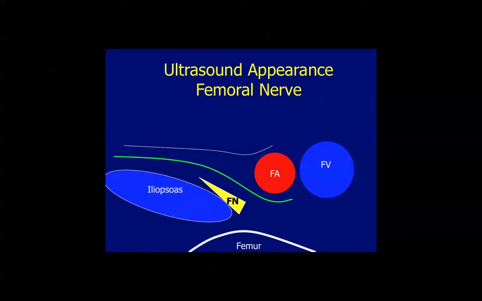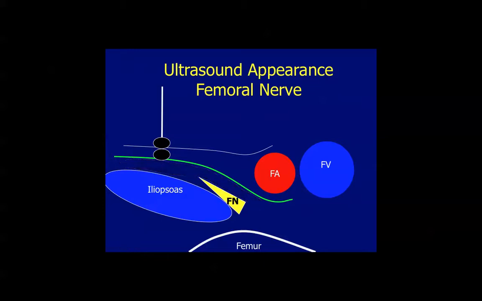We can use this relationship to our advantage by advancing either out of plane or in plane, and as we advance the needle, giving small doses of local anesthetic, which appear hypoechoic on the screen. As we pass through the fascia iliaca, we will see local anesthetic spread in a tissue plane that is superficial to the iliopsoas, superficial to the femoral nerve, but deep to the femoral vessels. This is the most characteristic distribution pattern we see.